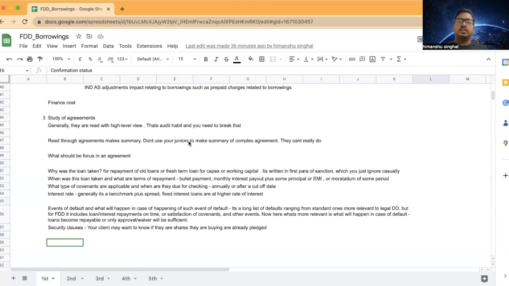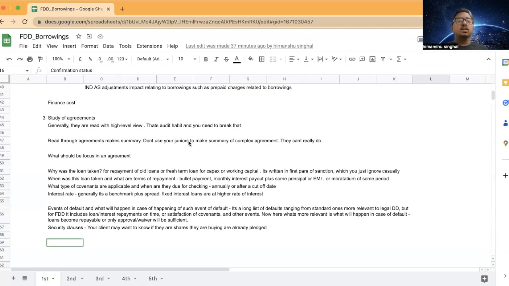Moratorium is basically when you defer your loan and interest payout and everything, and your loan repayment starts at a later date. This concept is very old, but it became more known to the normal public when COVID started.